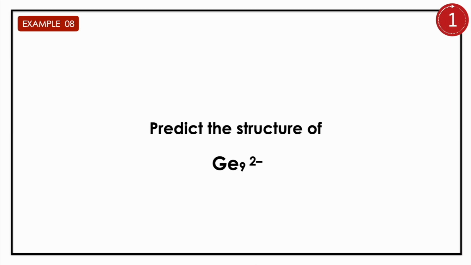Then the next example. Here you have Ge9 2-, germanium dianion. You should find the structure using Wade's rule.